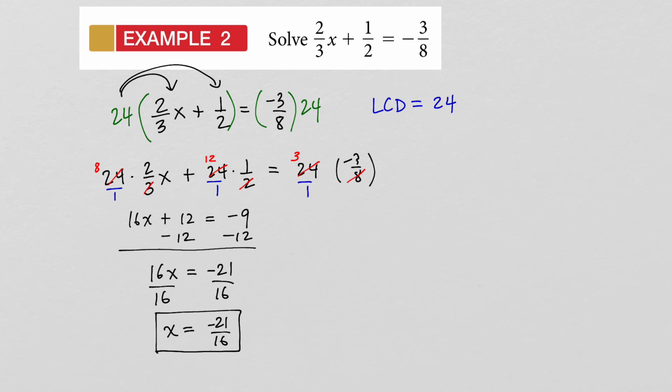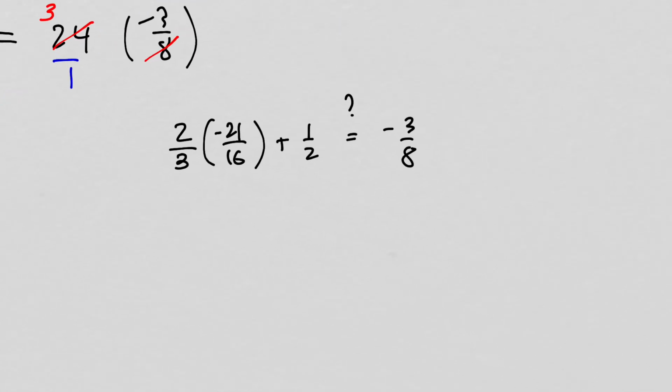So if you want to check this answer, you would simply take negative 21 over 16, and you would plug it in for x here. And then we would need to verify, is this equal to negative 3/8? Well, we could do some canceling. 3 goes into 21 7 times. 2 goes into 16 8 times. So we have negative 7/8 plus 1/2.